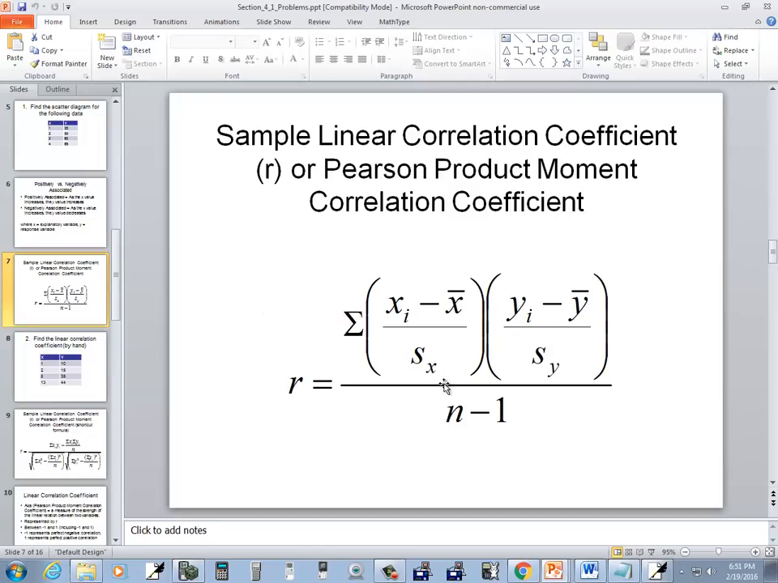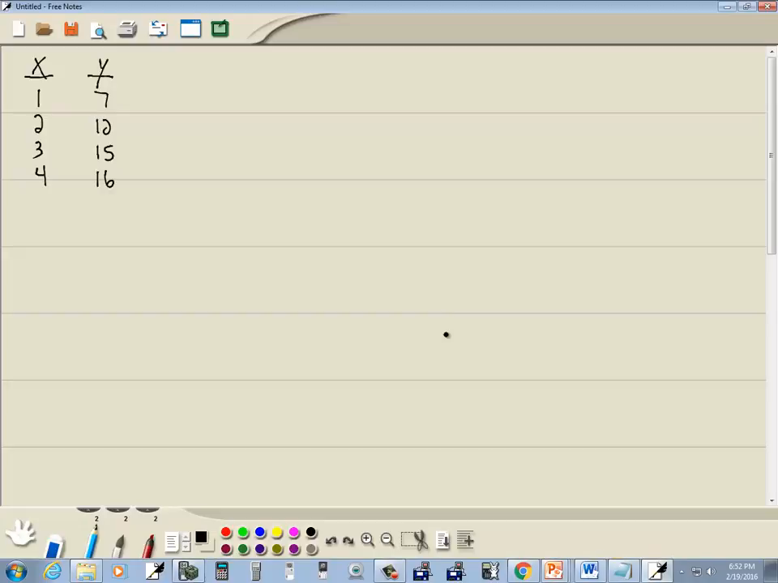Now for our formula, we need to find x bar and y bar, and also s sub x and s sub y. So let's do that. First off, we'll look at the x values. I've got 1, 2, 3, 4. Now for our mean, we're going to add those together. So that's 7, 9, 10. And for x bar, we take that total divided by how many of them we have.